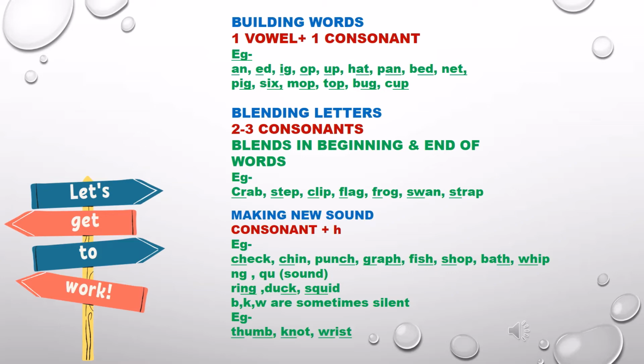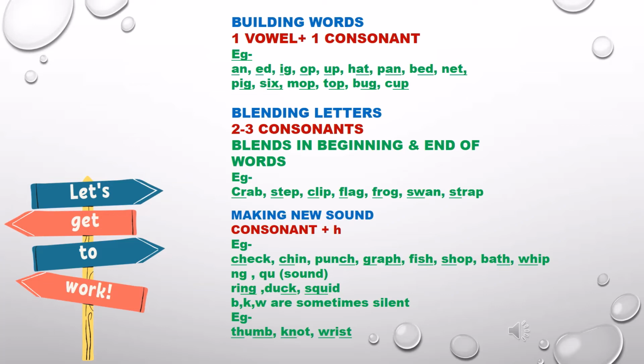Blending letters. Kids, you can blend two or more consonants. Blending can be done in the beginning and at the end of the word, like examples: crab, step, clip, frog, swan, strap, and many more. Making new words with consonant and H. Examples: check, chin, punch, graph, fish, shop, bath, and many more.